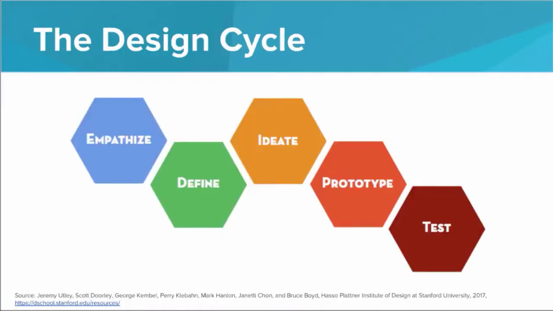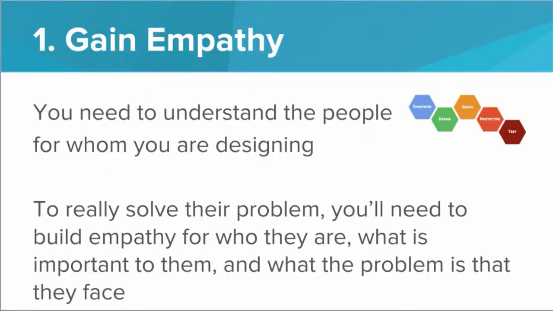So the Stanford D School has actually broken down the design cycle into 5 different modes or steps. And those steps are empathize, define, ideate, prototype, and test. And in this unit, we'll really be doing a deep dive into each of these steps and employing them to a problem of interest. So let's talk about each of these steps a little bit more. So the first step is to empathize. We need to gain empathy. The reason for this is we need to understand the people for whom we are designing.